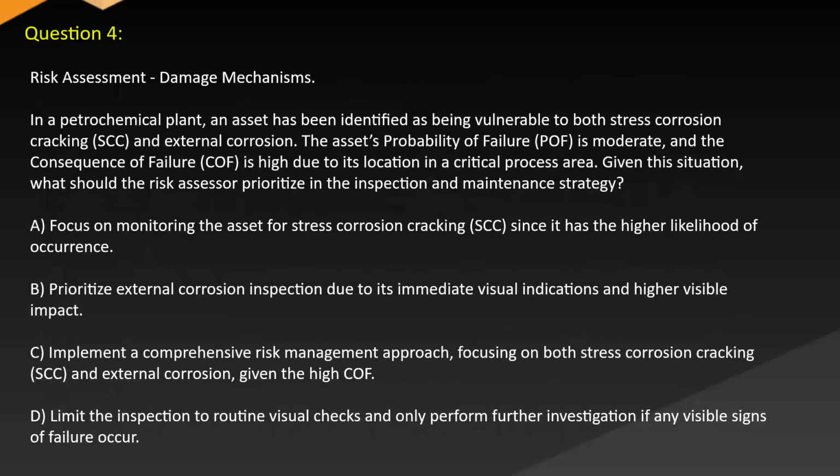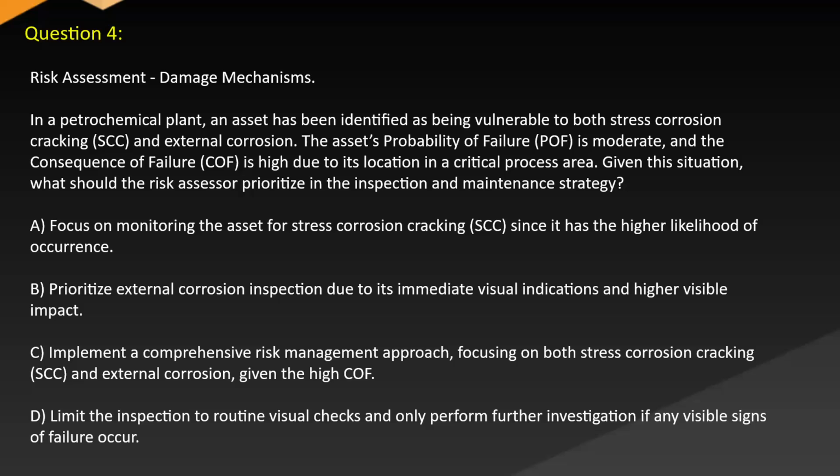Risk assessment. Damage mechanisms. In a petrochemical plant, an asset has been identified as being vulnerable to both stress corrosion cracking, SCC, and external corrosion. The asset's probability of failure, POF, is moderate, and the consequence of failure, COF, is high due to its location in a critical process area.